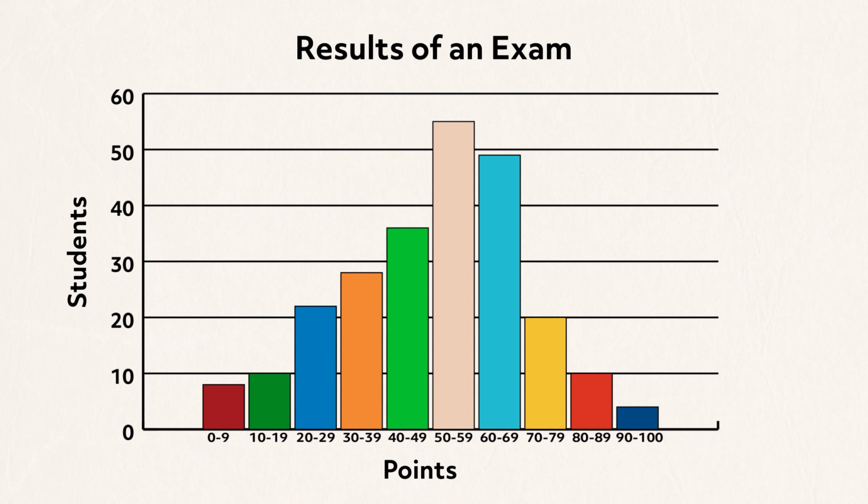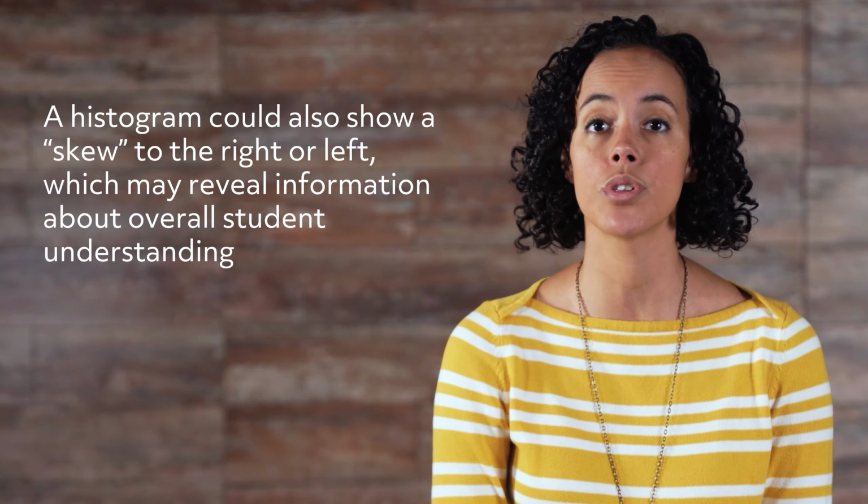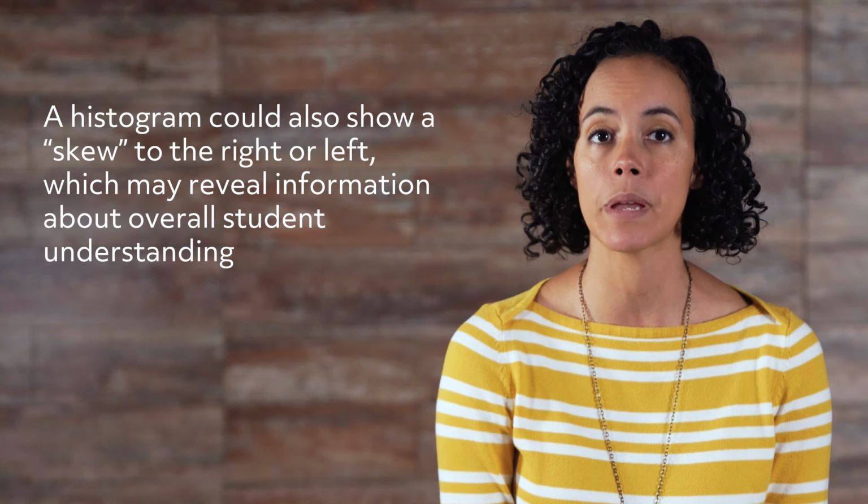with precision. A histogram resembles a bar graph, with the exception of spaces between the bars. There's a range of numeric values displayed on the horizontal axis, and the counts of students are displayed on the vertical axis. The pattern of scores may appear somewhat symmetric, which is typically referred to as normally distributed. This would suggest that most students scored in the middle of the range, and that there were some high achievers and others who were not so successful. A histogram could also show a skew to the right or left, which may reveal information about overall student understanding.